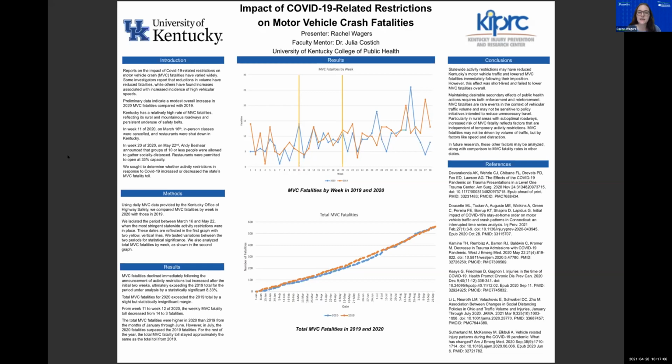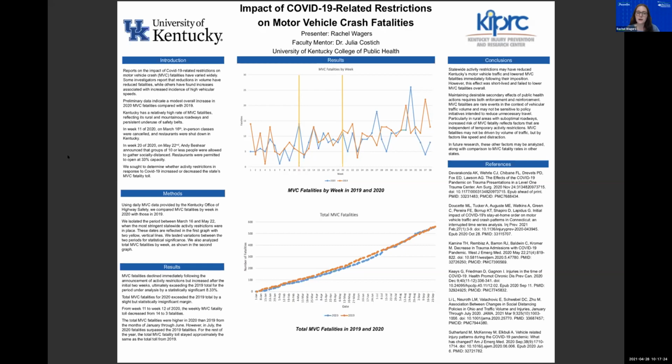So I isolated the period between March 16th and May 22nd, which again are those two yellow lines. Those are the most stringent statewide activity restrictions. And then I also analyzed the total MVC fatalities by week, as shown in that second graph.